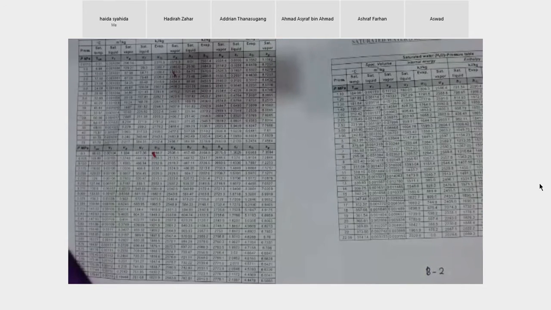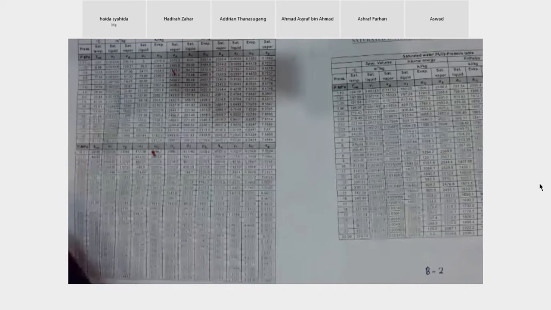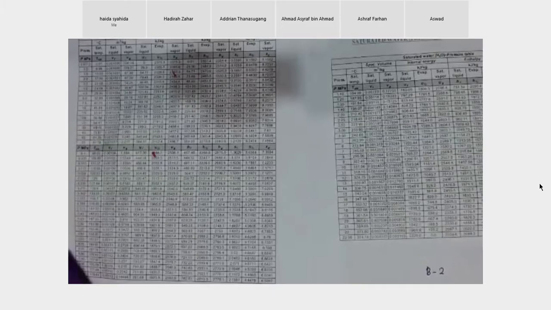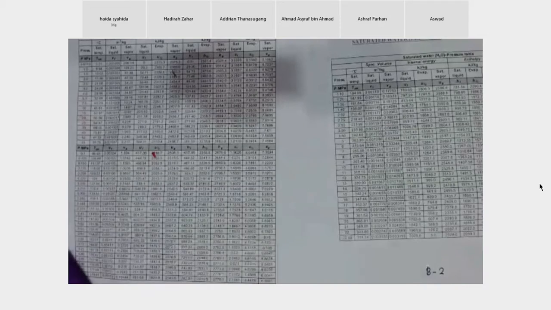Thermodynamics table, mana table lah. Lama, saya bila cari tak jumpa. Saya tengok kat group saya kita.